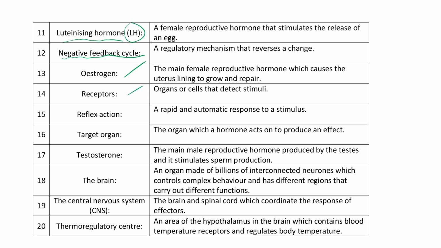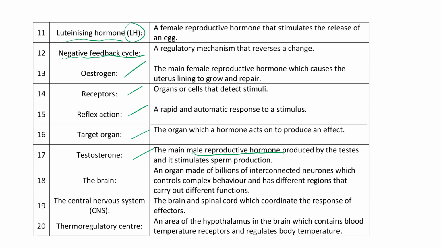A rapid and automatic response to a stimulus: reflex action, right? Remember, you've got your different neurons, like your relay neuron, your motor neuron, your sensory neuron. The organ which a hormone acts on to produce an effect is the target organ. The main male reproductive hormone produced by the testes, which stimulates sperm production: testosterone.